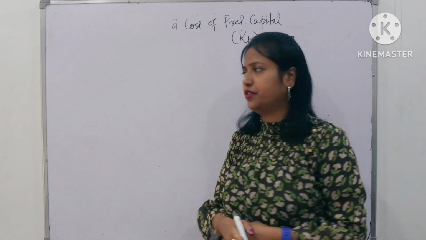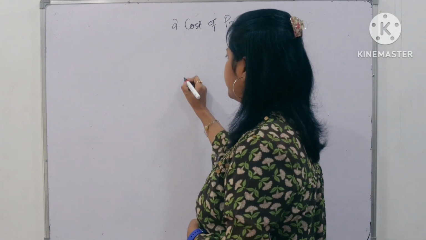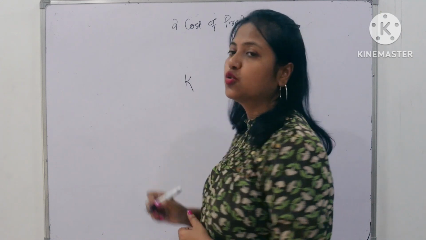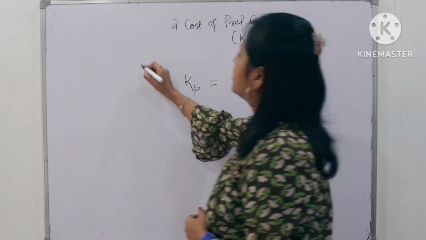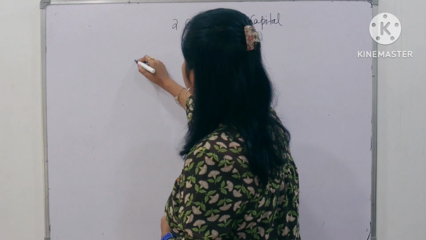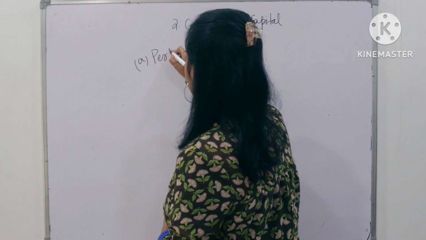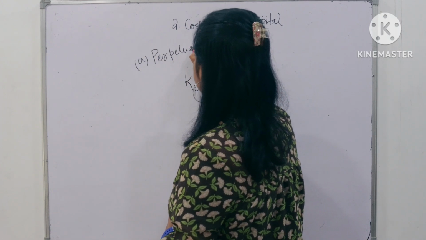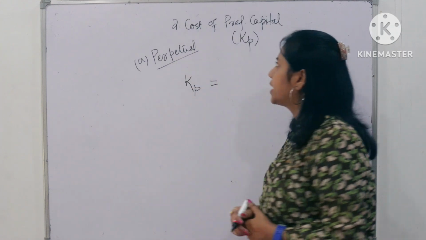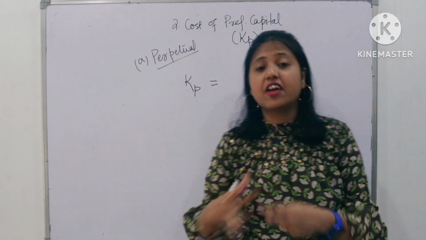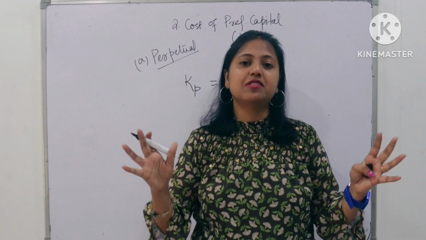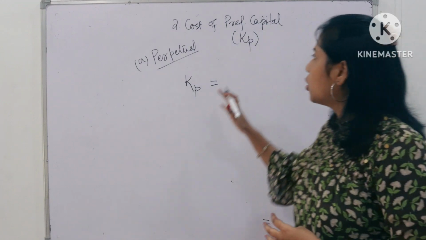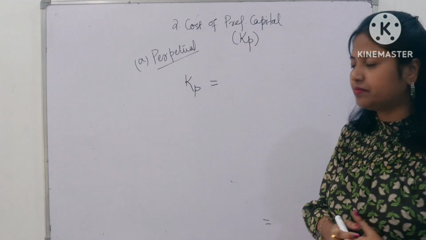If you remember, when we did cost of debt, we wrote KD is equals to. So here we will write KP is equals to. Now I will have two situations. One is perpetual, as we had in our cost of debt. If the capital is perpetual, means it is everlasting, it is not to be repaid, it will remain in the business lifelong, then this is called perpetual preference capital.